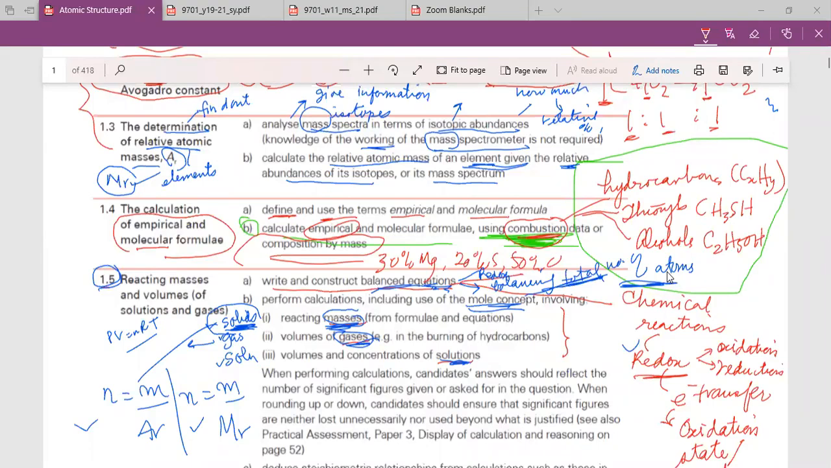Hi guys, today we are going to do two calculations. Two types here. We are still on 1.5, to write and construct balanced equations. I told you earlier we did the equations for redox reactions. Today we balance on total number of atoms.